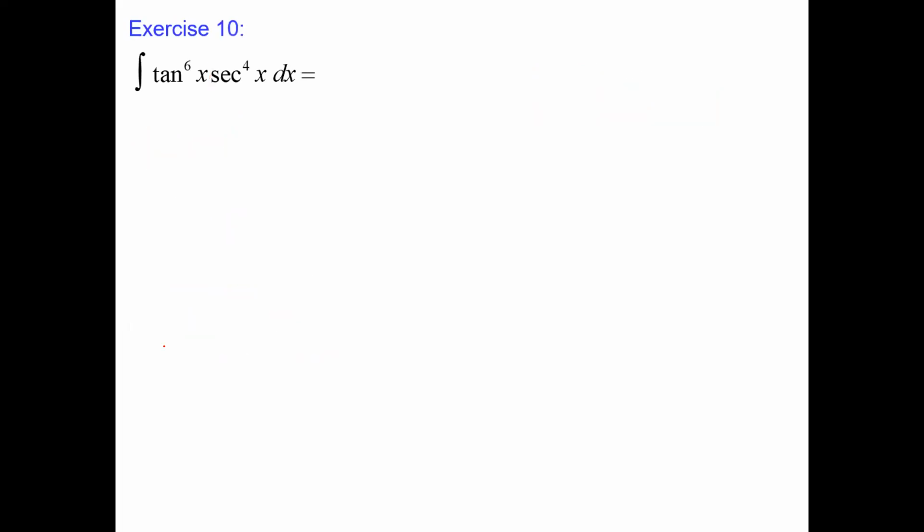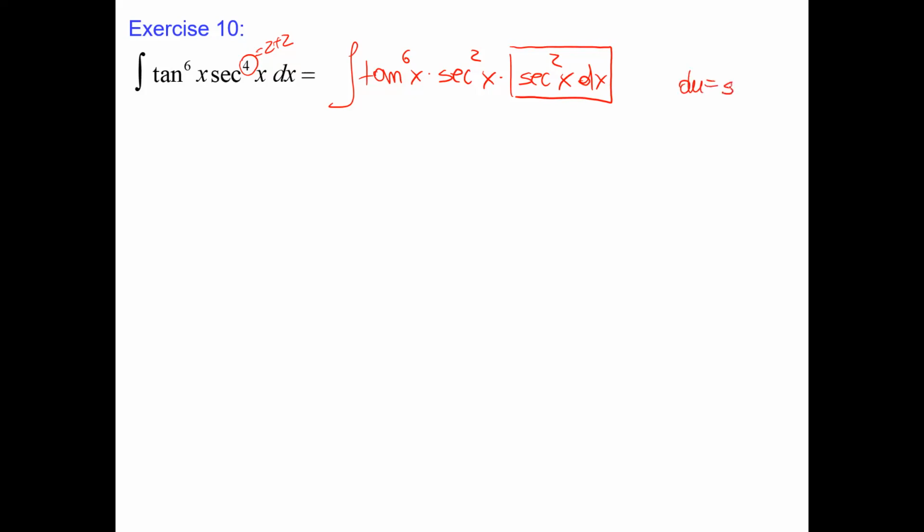Okay. Oh, 6 and 4, 2 even, okay. But if it's 2 even, we know that we want that derivative secant squared. That's now I will rewrite this. Okay, tangent to the power of 6, secant squared, and another secant squared dx. But this one is reserved to be du. I can even say this. Du is secant square of x dx. Then u must be tangent.